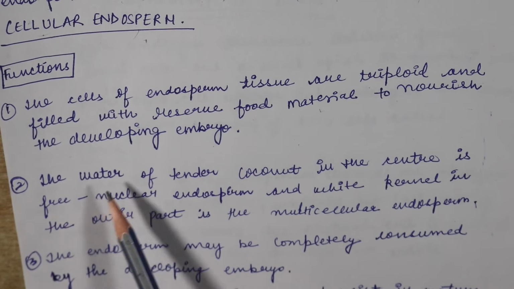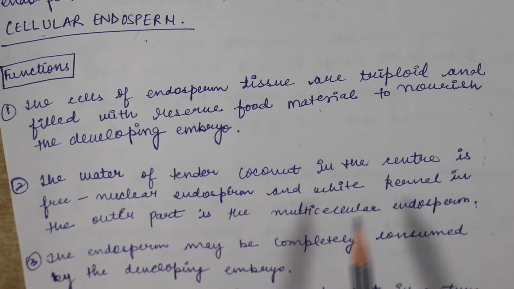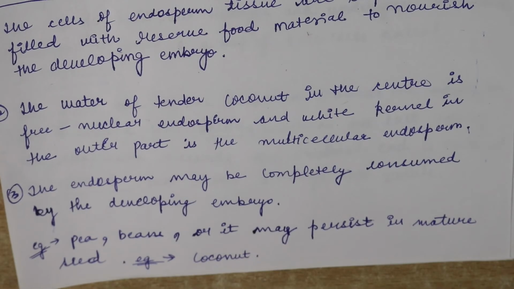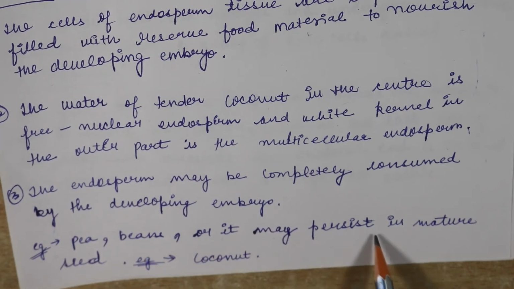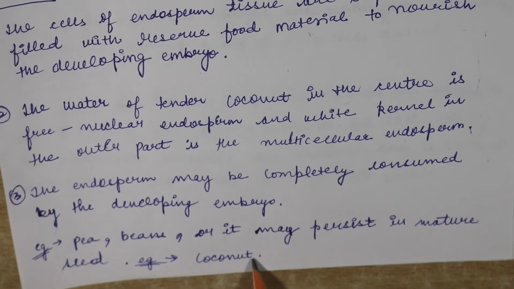Second point is the water of tender coconut in the center is free nuclear endosperm, and the white kernel in the outer part is the multicellular endosperm. Then the next point is the endosperm may be completely consumed by the developing embryo, for example pea, beans, or it may persist in mature seed, example coconut.